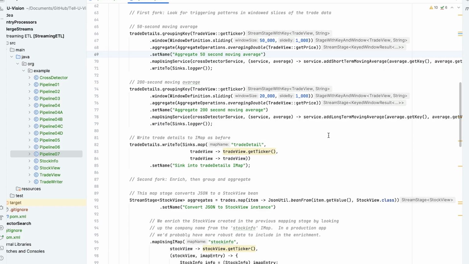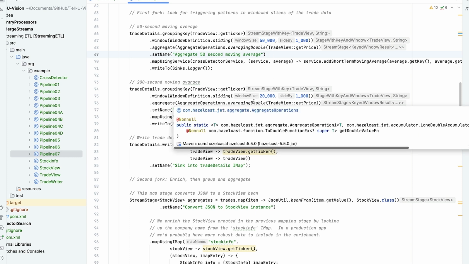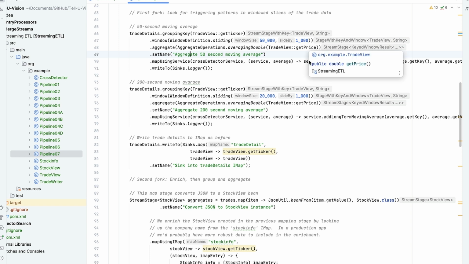So there's nothing surprising here since we introduced it all in the slides. We have two blocks of code here that each work against the same set of input items. One has a 50-second window and the other one a 200-second window, and both windows are sliding by 1-second increments. We have a simple aggregation to take the average price of all the trades that happen during the interval. We pass these aggregations into a service that we haven't talked about yet. You have to come back next week for that one. And whatever we get back from the service, we write to our logger.